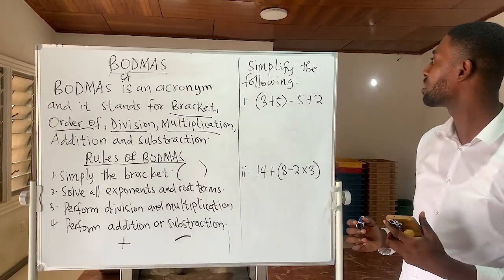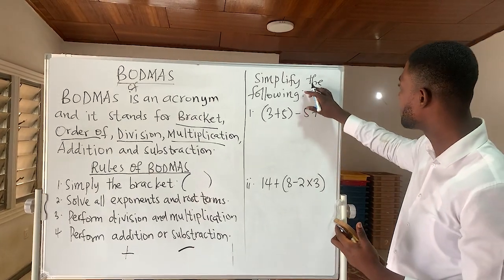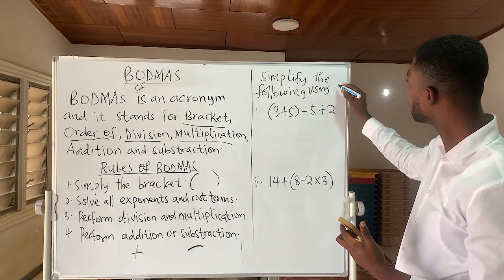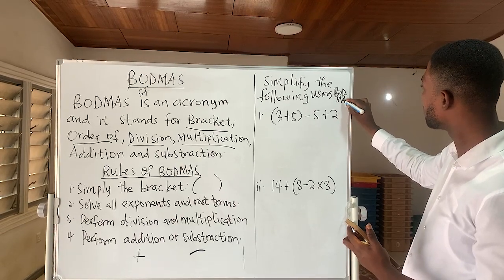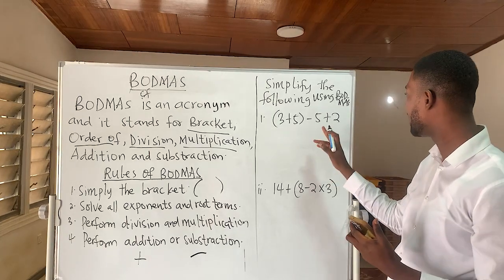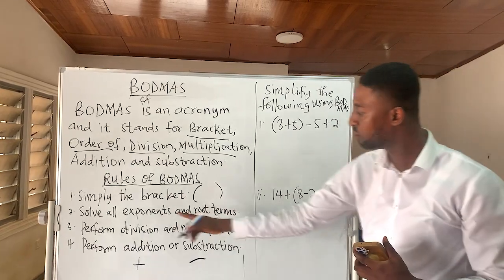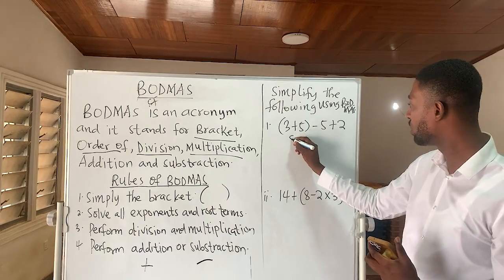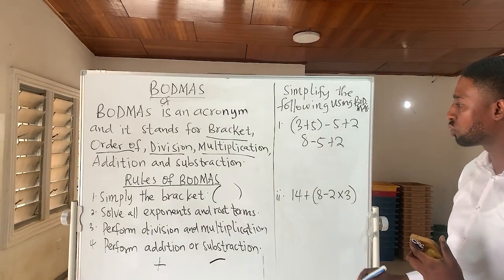Okay, so let's simplify the following questions using BODMAS. And the first question is 3 plus 5 in brackets, minus 5 plus 2. And per BODMAS, what we are supposed to do is to simplify whatever is in the bracket first. So we start with 3 plus 5, and this is going to give us 8 minus 5 plus 2. Then we move on to the second one.